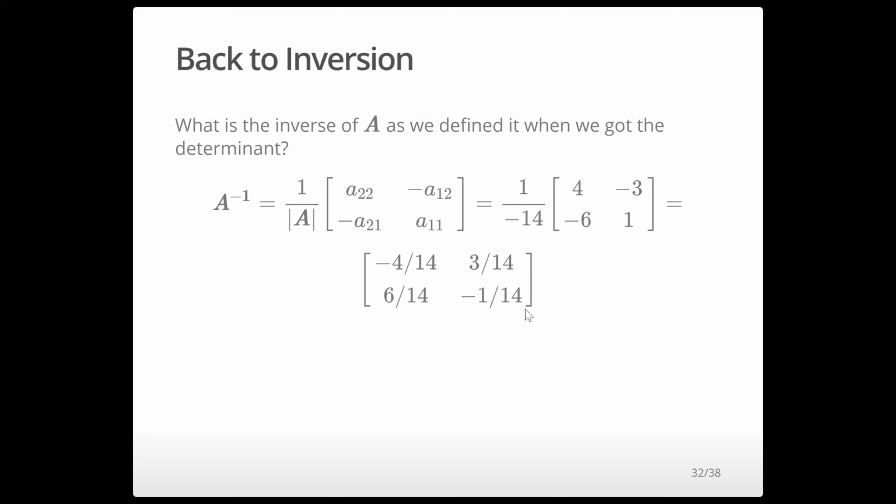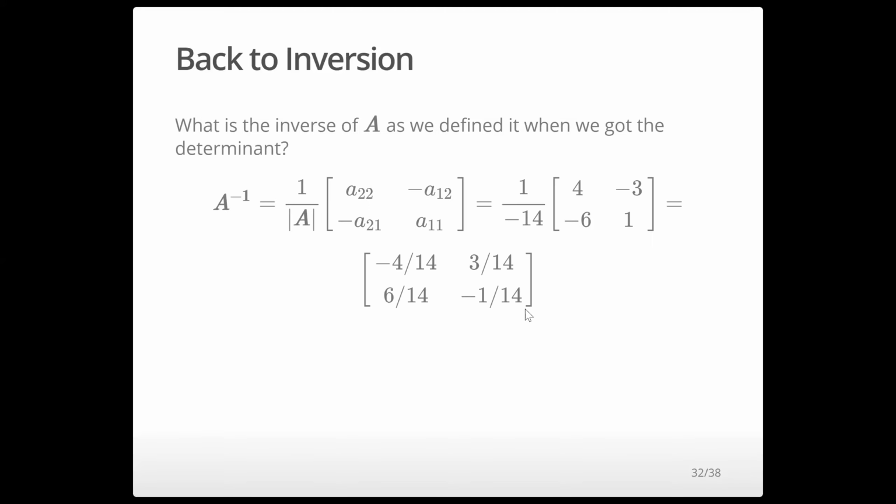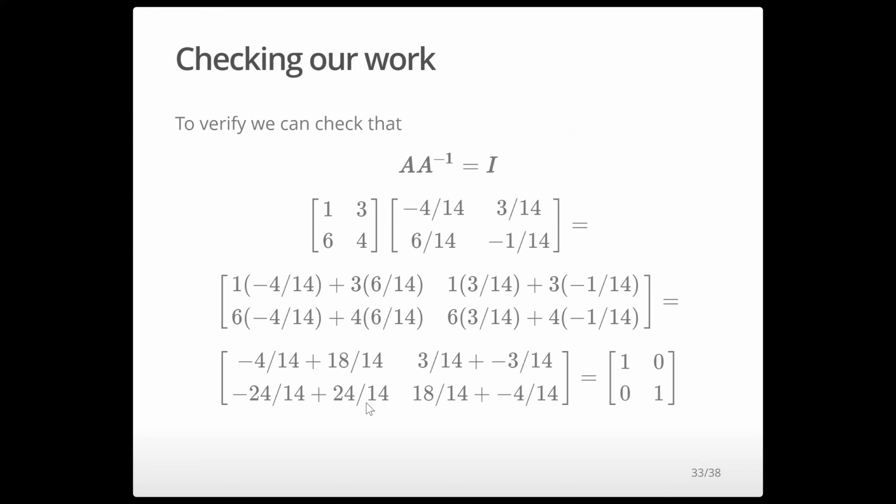So just to refresh you, our matrix before was 1, 3, 6, 4, going row-wise. So here we need to flip it around like this. So we take 1 over the determinant, negative 14, times 4, negative 3, negative 6, 1. And that gives us this here, 4 over 14, negative 3 over 14, negative 6 over 14, 1 over 14. That's our inverse matrix. To verify that it's the inverse of our original matrix, we can multiply them together.